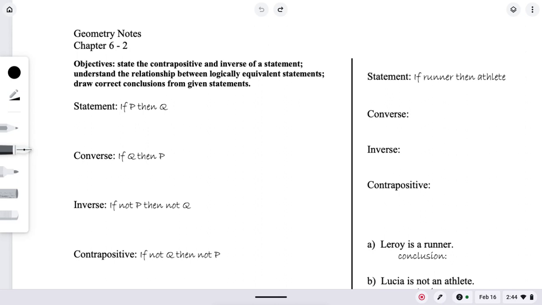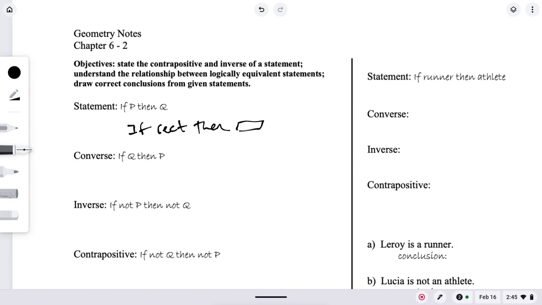So if P then Q is our general statement idea. If hypothesis, then conclusion, just like we had before. So maybe I'm saying if rectangle, then parallelogram, right? So that statement would be true.